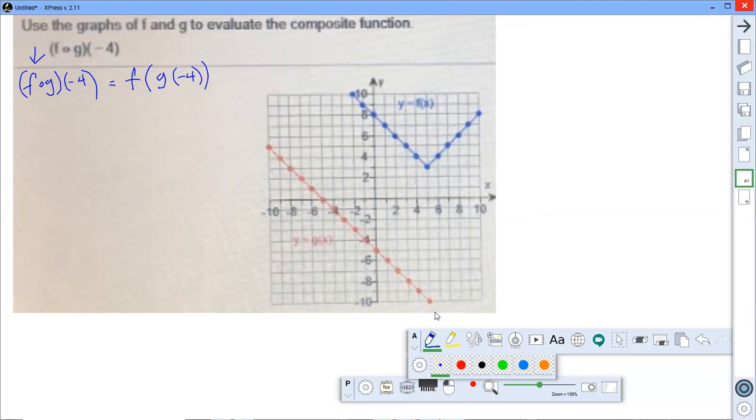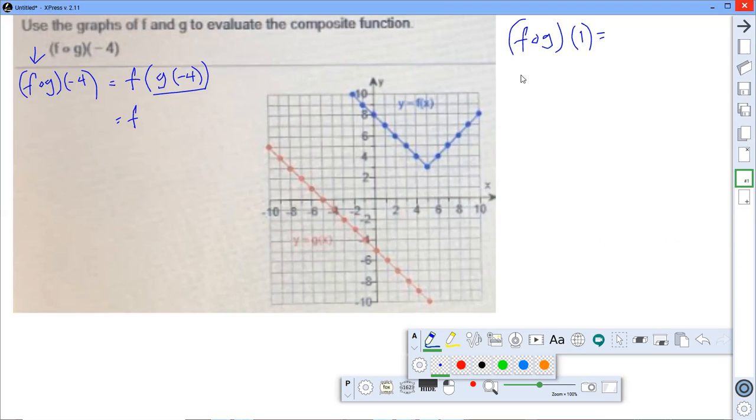So g of -4 means you go to your g function. I'm not gonna answer this actually. I should answer a different one. All right, I'm gonna try f of g of, let's say, 1.